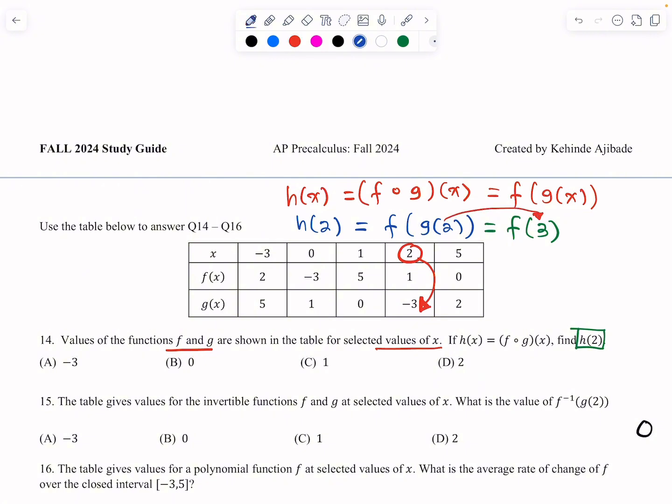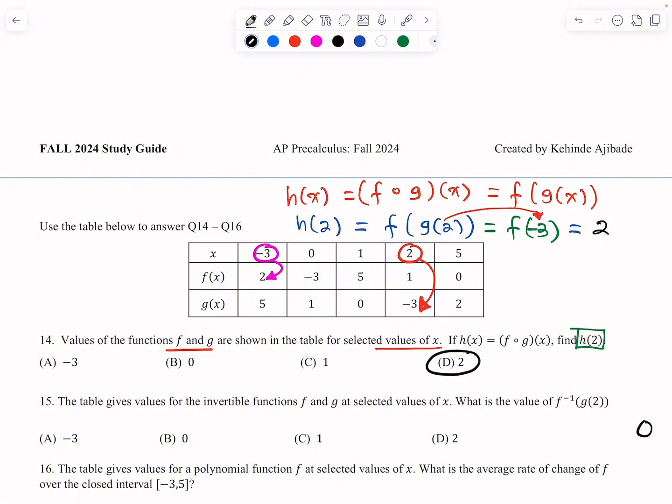Now let's go ahead and find f of 3. I'm sorry about this. This one should be negative 3. In that case, what is f of negative 3? I go to my table, I go to negative 3, and I find the corresponding value, and the corresponding value would be 2. So the answer to this question would be equal to 2, and that's option D.